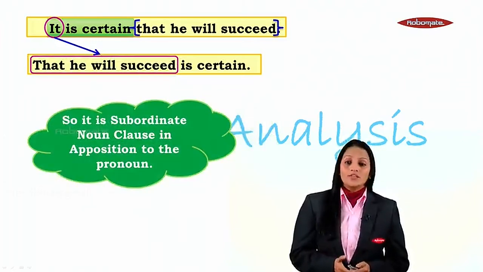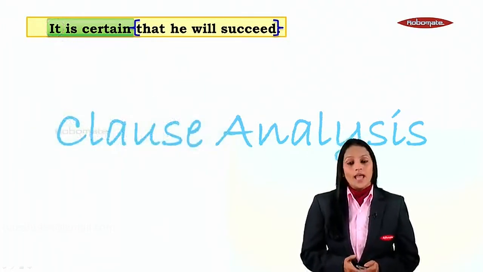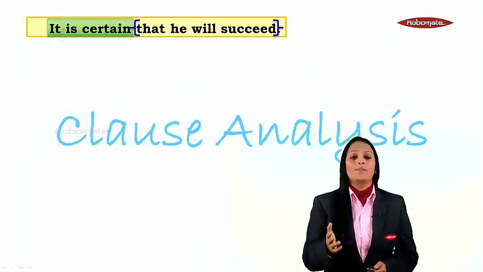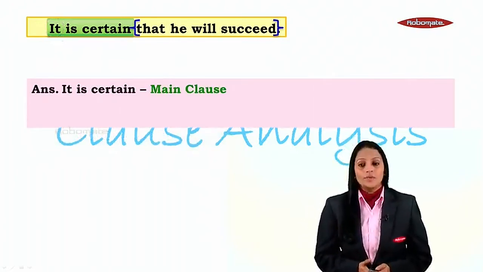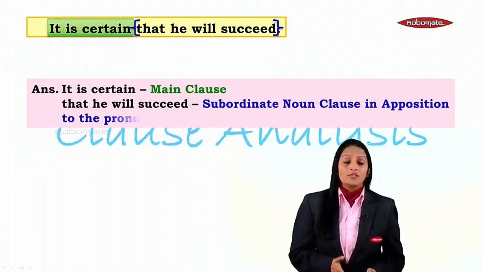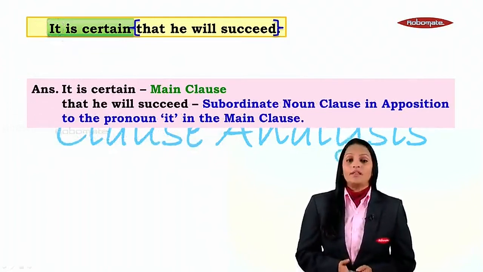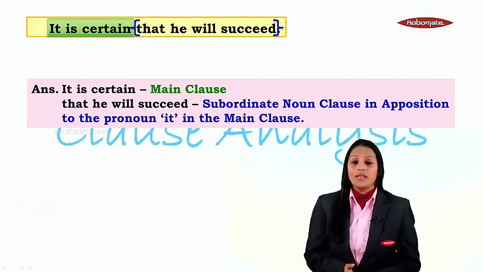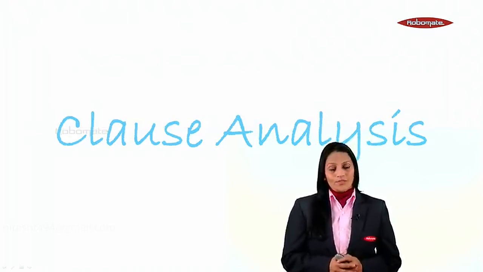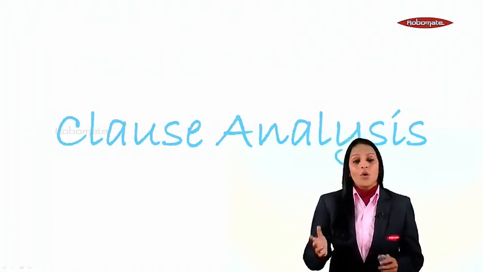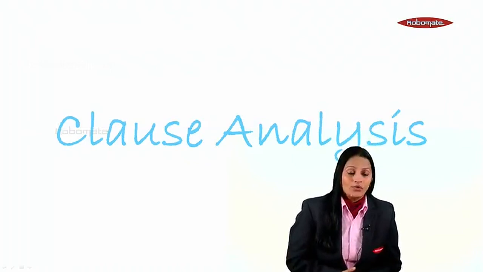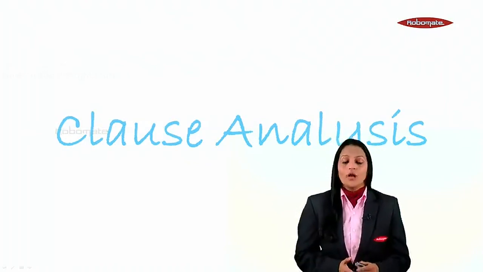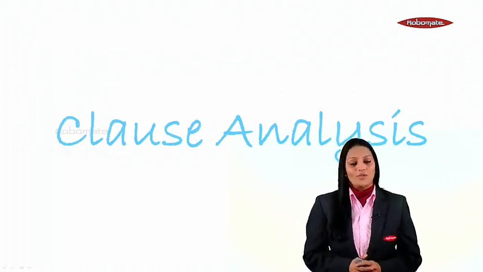So students, such a clause will be called apposition to the pronoun. So here the answer will be, it is certain, main clause, that he will succeed, subordinate noun clause in apposition to the pronoun it in the main clause. So students, that is all about the six types of noun clauses, and in the next module we shall do an exercise based on it.